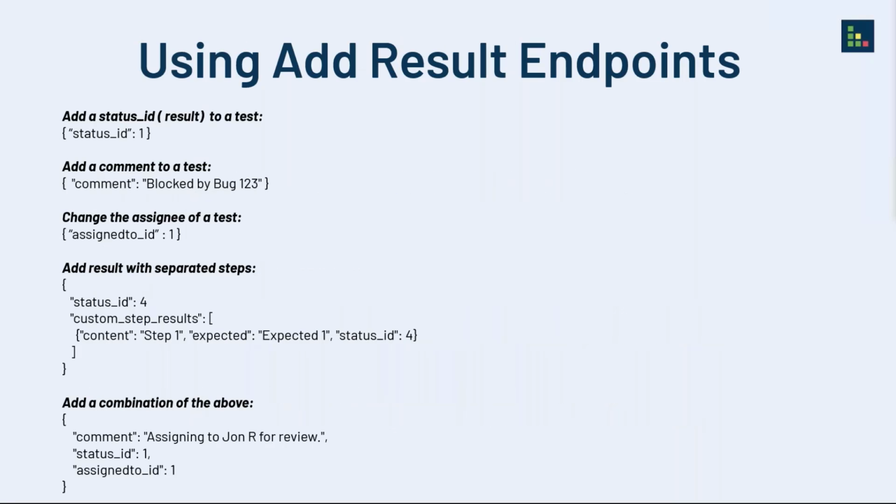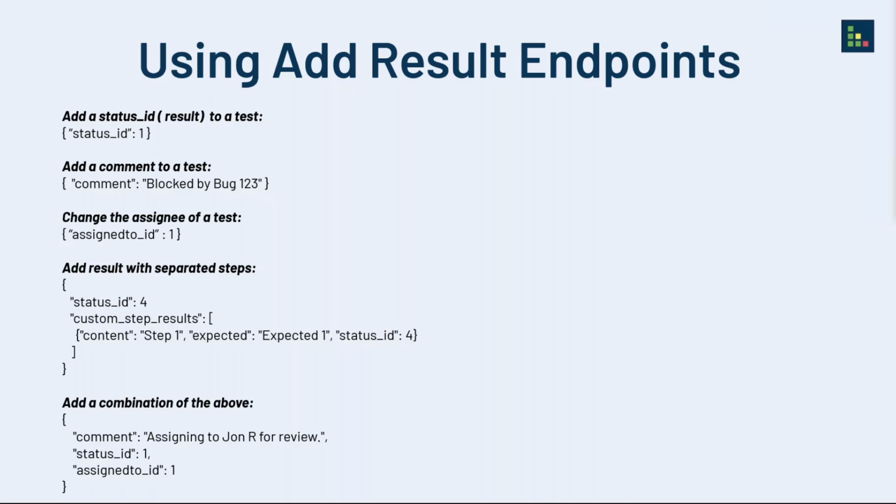As an example, when submitting test results to a test, you can add results, including separated step details, change a test assignee, add a comment, and add values to a variety of other result fields which you have configured. The most common use case would be adding an actual result to a test, but you can also perform all of these other actions when using an add result endpoint.